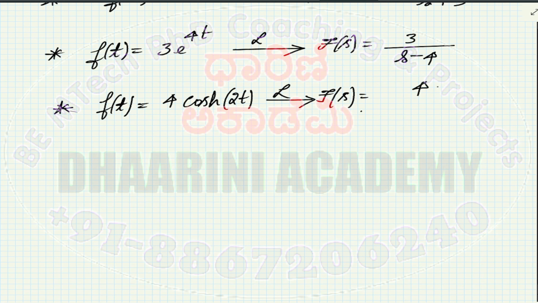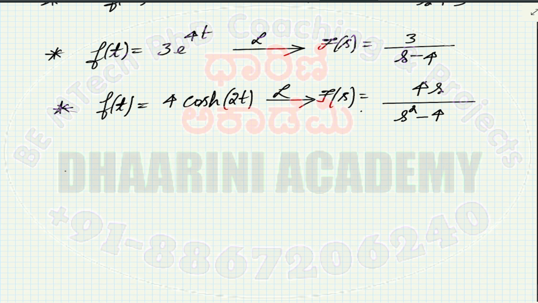Cos hyperbolic will have s divided by s square minus a square. So you look at the a, which is 2 here. So 2 square is 4. 4s by s square minus 4 is the answer. So just refer the table, find out what's the value of a, substitute that and get the answer. If there is a constant multiplier, in this case it is 4, you write that as well.